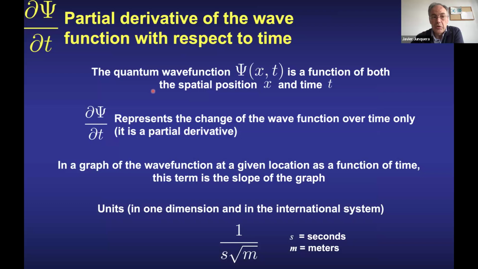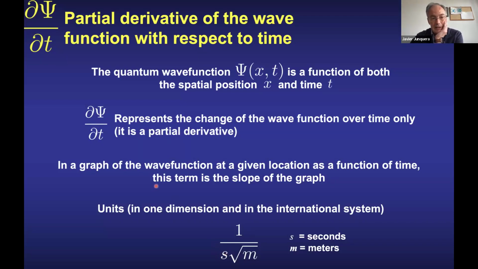X and t. So this partial derivative represents the change of the wave function over time, only over time. So we fix a particular point in space, we fix x, and we check how this wave function changes with respect to time. If we fix a given location and then plot the wave function as a function of time, this object will be the slope in that graph. So the units in the International System of Units will be 1 over second and the square root of mass.